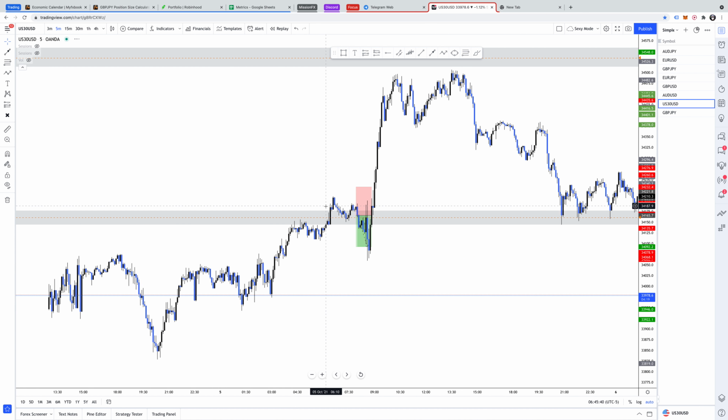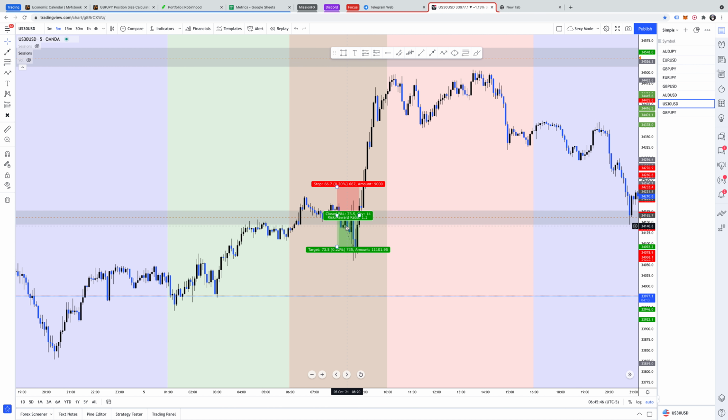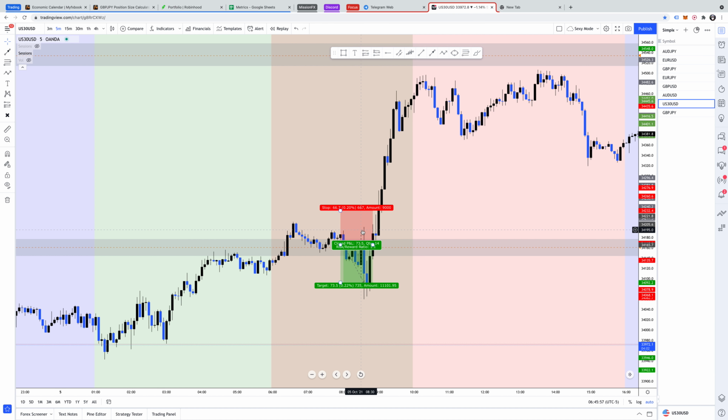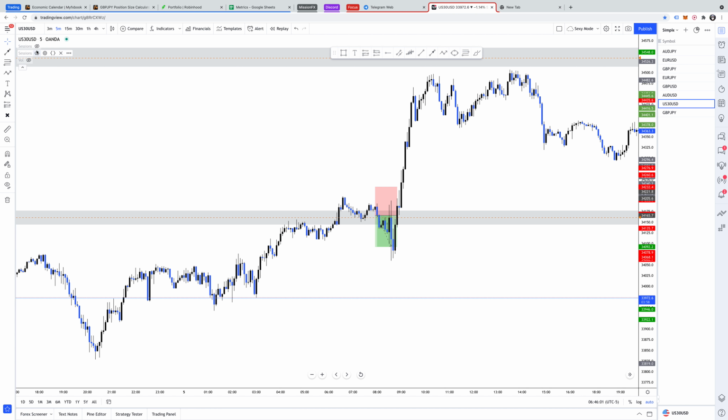I closed this trade halfway to the profit target because right here was when the US equities were about to open. So at 8:30 a.m. the US stock market opens. You can see there was a lot of volatility. Halfway to the target, it would have spiked all the way back to the entry. It would have gone halfway to the stop loss and then ripped down and hit the profit target before going back up.